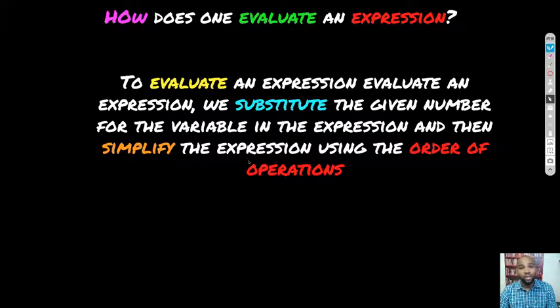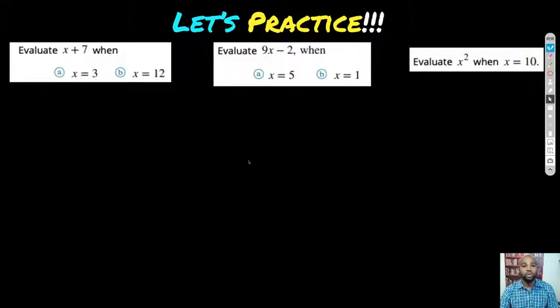Okay, a lot of talk, right? A lot of terms. So let's just get into it in practice. What are we talking about? Well, we're talking about valuing an expression and replacing it with a number and seeing what the value is. So let's do just that.